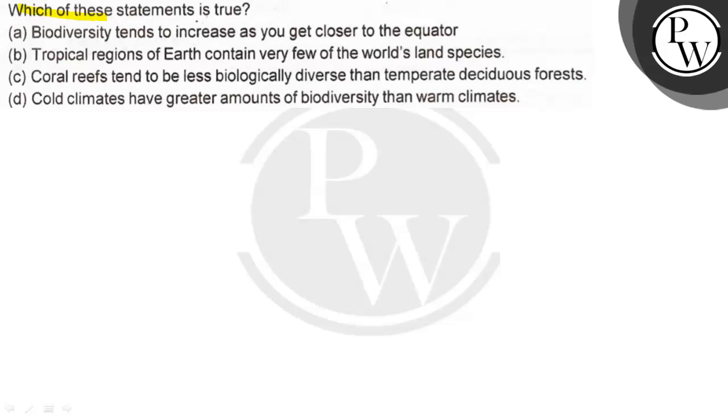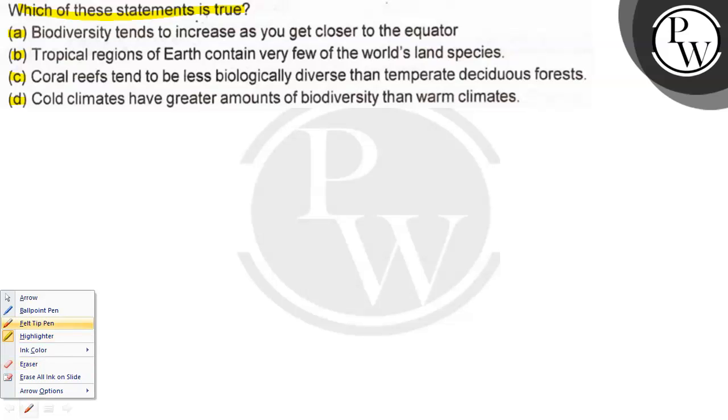Which of these statements is true? Option A. Biodiversity tends to increase as you get closer to the equator. Option B. Tropical regions of Earth contain very few of the world's large land species. Option C. Coral reefs tend to be less biologically diverse than temperate deciduous forests. Option D. Cold climates have greater amount of biodiversity than warm climates.